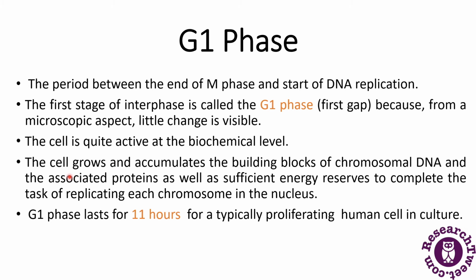Then the cell grows and accumulates the building blocks of chromosomal DNA and the associated proteins, as well as sufficient energy reserves to complete the task of replicating each chromosome in the nucleus. This phase lasts for 11 hours for a typically proliferating human cell in culture. So when we proliferate a human cell in culture, the G1 phase takes 11 hours. So this was about the G1 phase.